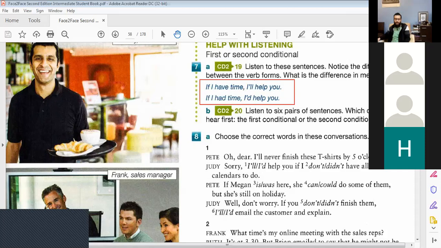4. You'll see them if you get there early. You'd see them if you got there early.